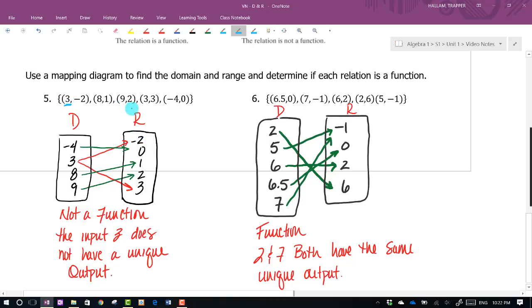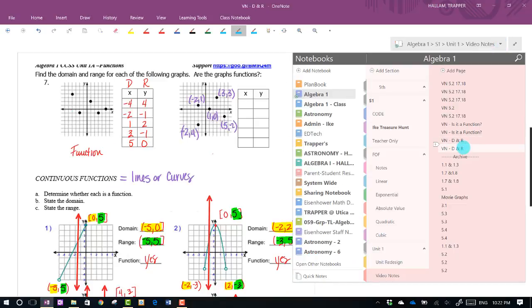The way we say it is, if we see repeat inputs and it's not the same output, that's usually an indication that it's not a function, that it's just a relation. And that's what I'd rather have you do in my class. All right, let's take a look at another couple examples here.